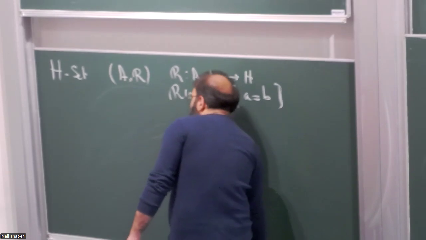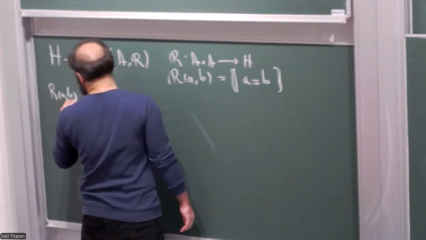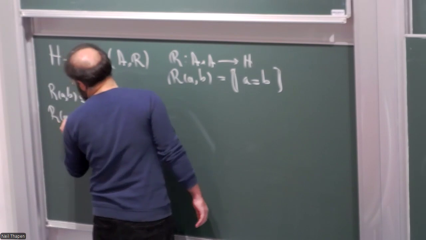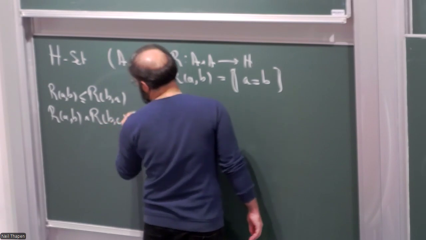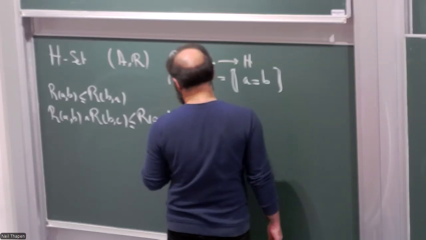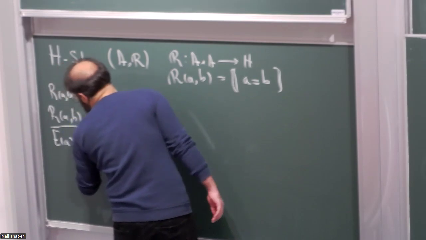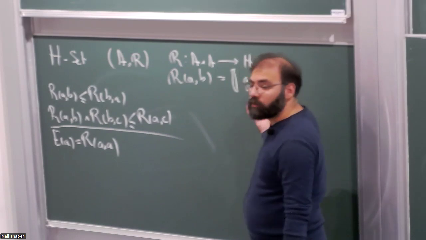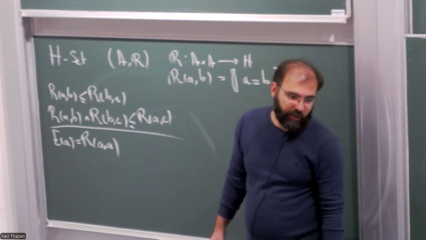And if you remember, we had these two things: that R is symmetric and R is transitive, but not necessarily reflexive. Therefore, we defined E(A) as R(A,A). To what extent does A equal A? That's the extent to which A exists, right?